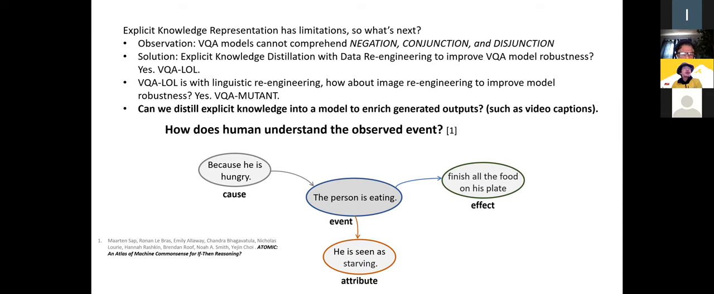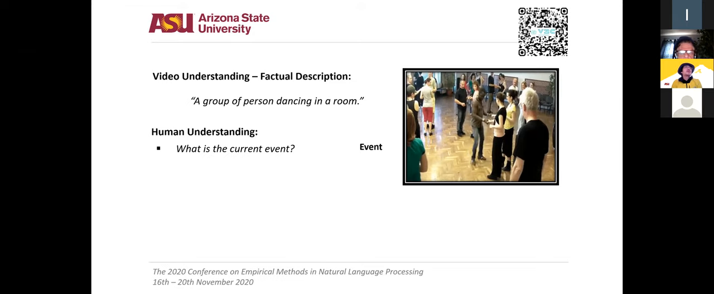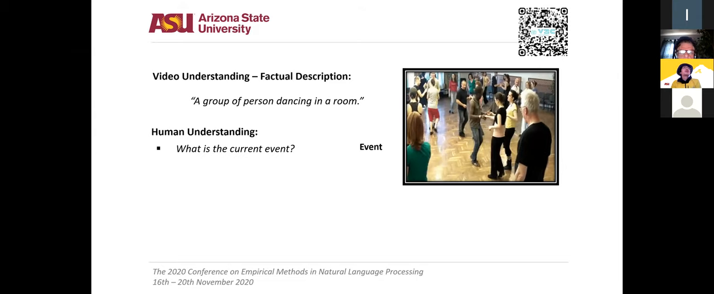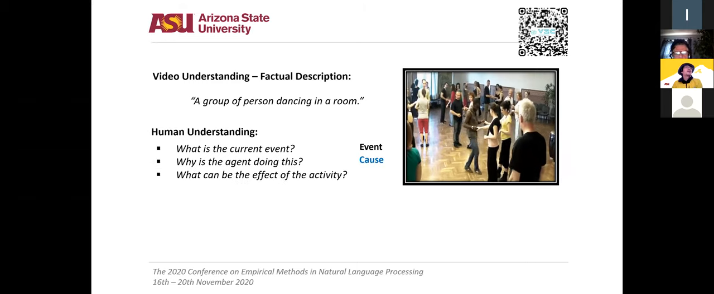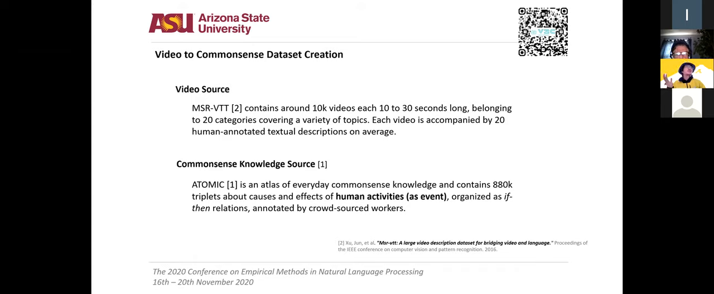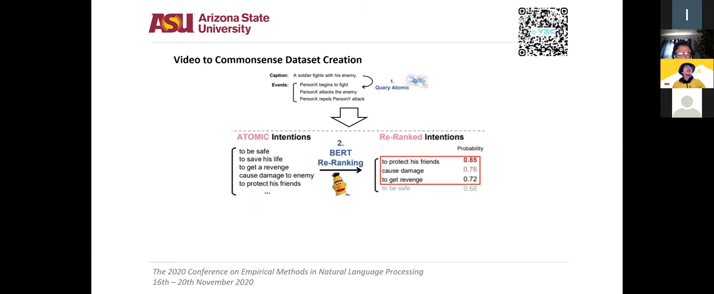So the research question we ask ourselves is, can we do video understanding or video captioning to build beyond a single description, such as a group of persons dancing in a room, to include inferred cause, inferred effect, and inferred attributes? In order to do that, following a similar paradigm, we start with video captioning data. We augment it with a common sense knowledge source, which is ATOMIC. By simply augmenting it, we got a lot of noise, so we train a BERT-based re-ranking model to fine-tune the intention, cause, and attributes.